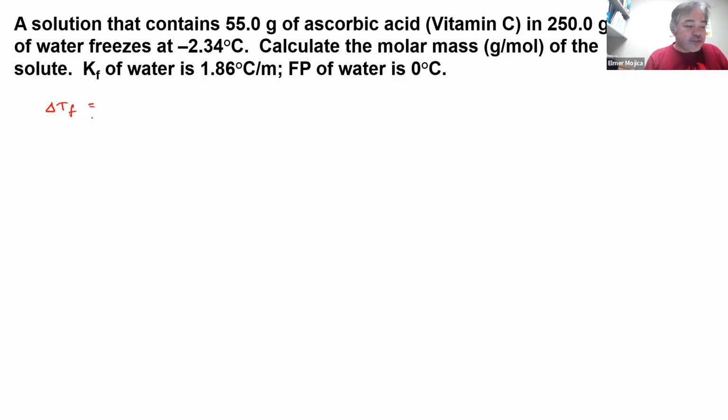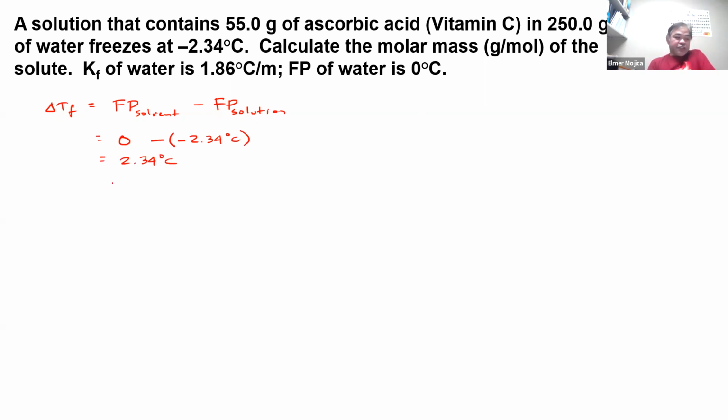So delta TF is just equal to what? The freezing point of the solvent minus the freezing point of the solution. So the solution has a lower freezing point than the solvent. So based on this one, we have 0 as the freezing point of the solvent, which is water, minus negative 2.34 degrees Celsius. So we're going to get around 2.34 degrees Celsius. So that's delta TF.